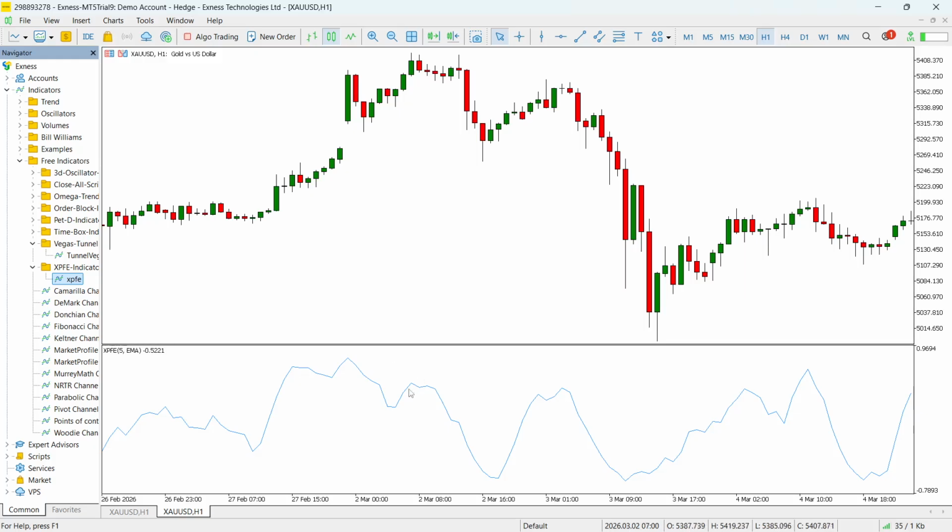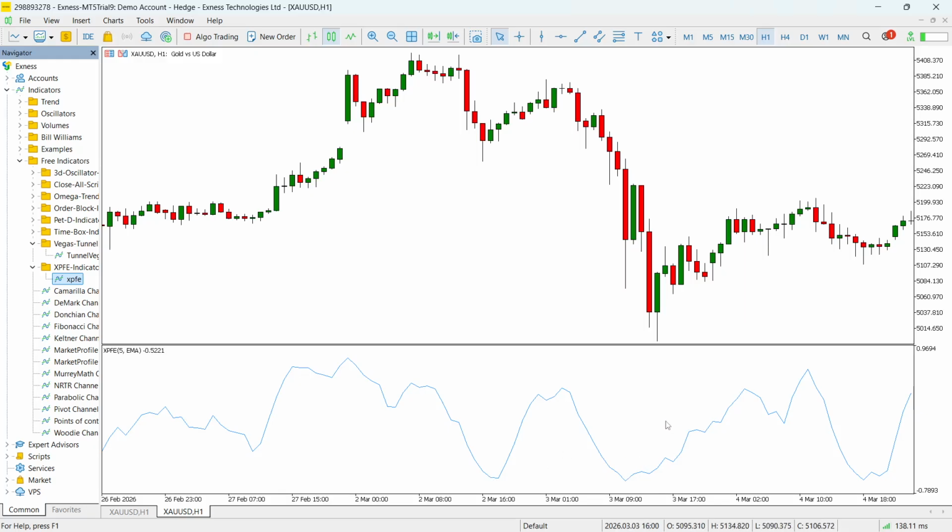When XPFE aligns upward and remains in its bullish mode, it visually implies rising momentum and a supportive trend environment, as you can see at these upper zones. When it aligns downward, it implies falling momentum and a bearish environment like we have over here and here.